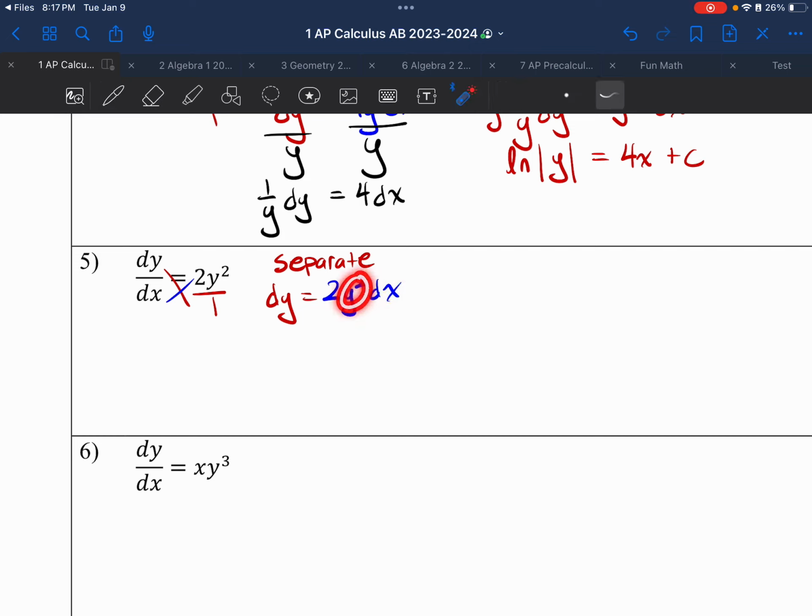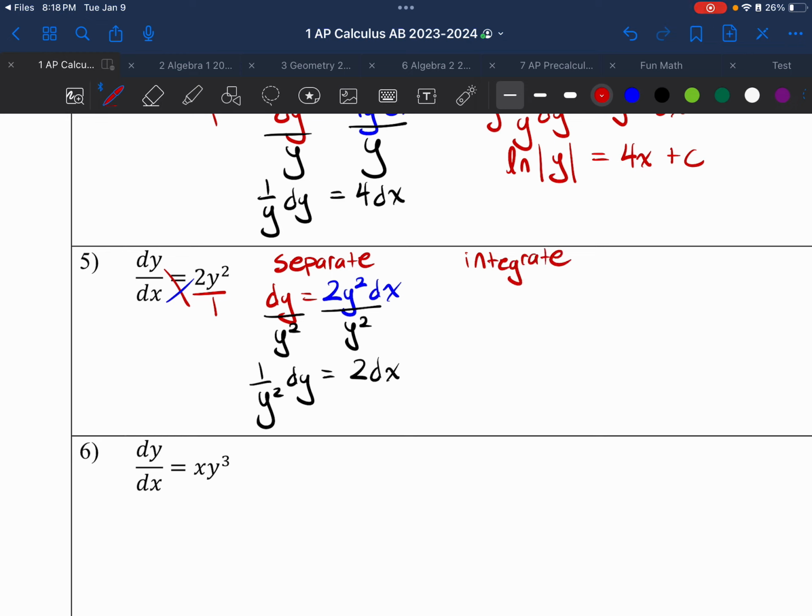And yet again, we have a mixture of x's and y's on our x side. We need to get rid of this y, so I'm going to move it to the other side. Again, I like to leave the number behind, but it is up to you if you want to take it or not. So let's go ahead and divide both sides by y squared. And I now have 1 over y squared dy, so y's are on their own side, and 2 dx, so the x's are on their own side. Separate, done. Now we go integrate.